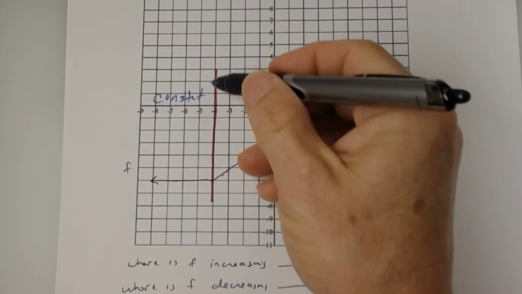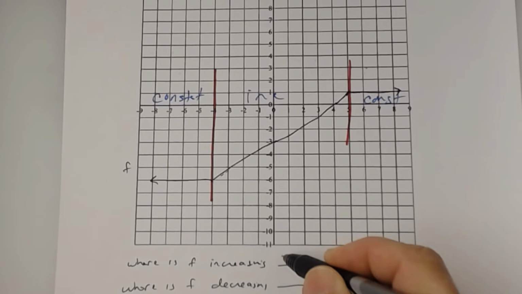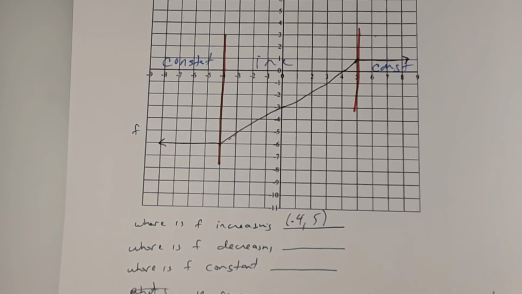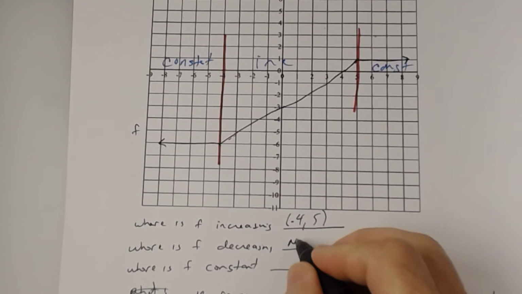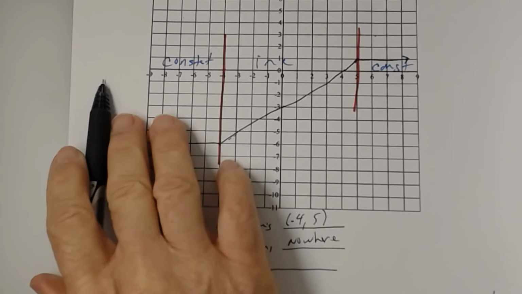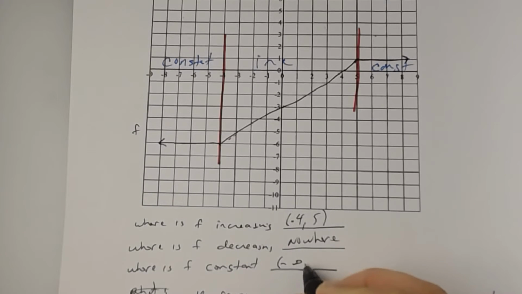So where's it increasing? From -4 to what? 5. Always use parentheses with all of these. So from -4 to 5, because we're talking about open intervals. Where's it decreasing? Nowhere. So say nowhere. Don't leave it blank. If you leave it blank, that means you don't know what the answer is, or that's what I would think it means. So say nowhere. Where's it constant? Good. -infinity all the way to -4. And then where else? 5 to positive infinity. Okay.